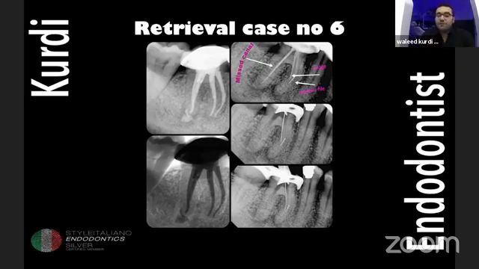So we removed the file, we obtained the main pathway of the ledged canal, and we removed all the gutta-percha, and also we have direct access to the apices of the two roots. And here you can see the obturation, and the follow-up is really fine.